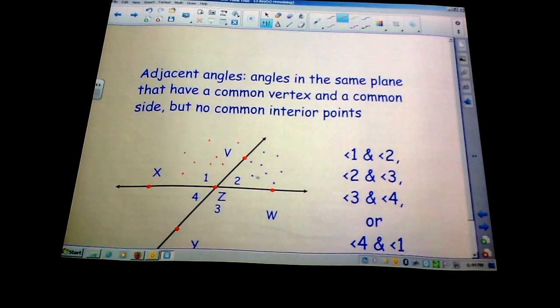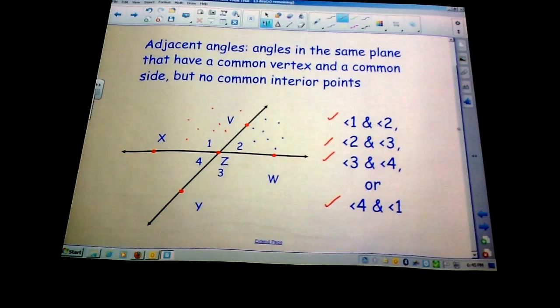There are several other adjacent angles here, such as angle 2 and angle 3 that share this common side, angles 3 and 4 that share this common side, and angles 4 and 1 that share this common side. So each one of these would be a different pair of adjacent angles.